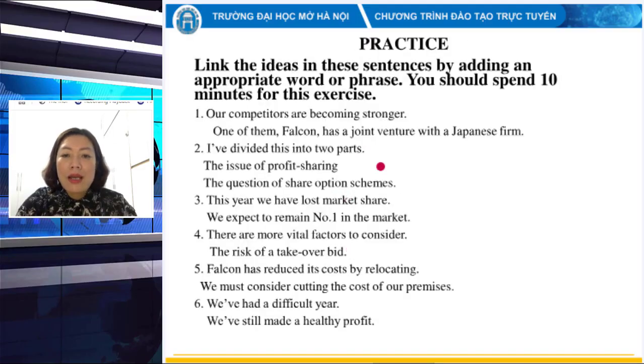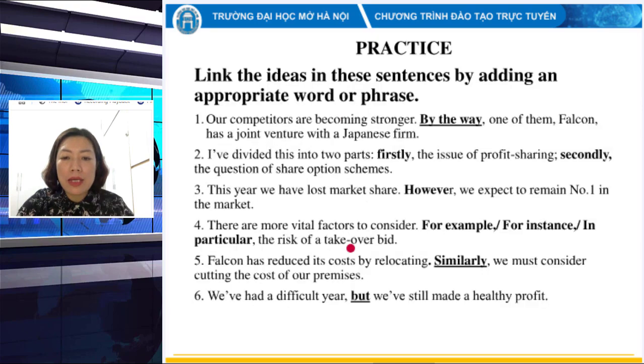Rhetorical questions. Yeah. So here are the sentences for you to make the comparison, or to combine them together to make the sentence. Okay, for example, our competitors are becoming stronger. One of them, Faken, has a joint venture in a Japanese firm. So you can say, for example, one of them is, okay, like this one, stronger.